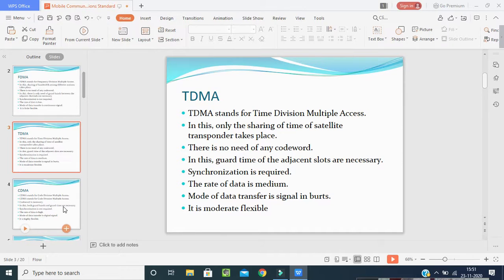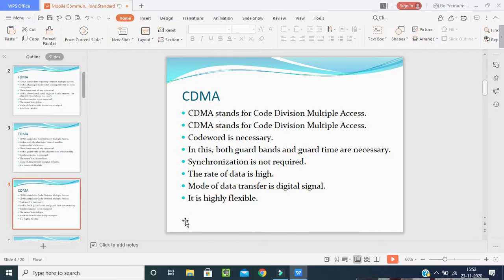Now, coming to CDMA, first I will tell you what it stands for. CDMA stands for code division multiple access. See students, we have already learned all these things in our last classes, but once again I explain to bring concentration and interest towards the upcoming topic, that is 3G, 4G and 5G. We should just recapture these terms so that it will be helpful for understanding the topic which is coming soon.